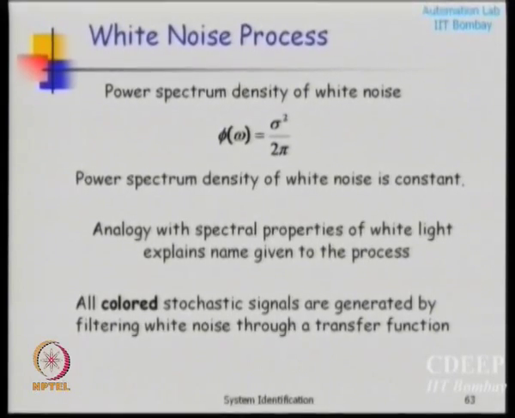What do you do when you create, say, a green light from a white light? You have a filter. You pass white light through the filter, and you will get the green light on the other side. Here, you take a white noise signal and pass it through a difference equation, which will act as a filter.